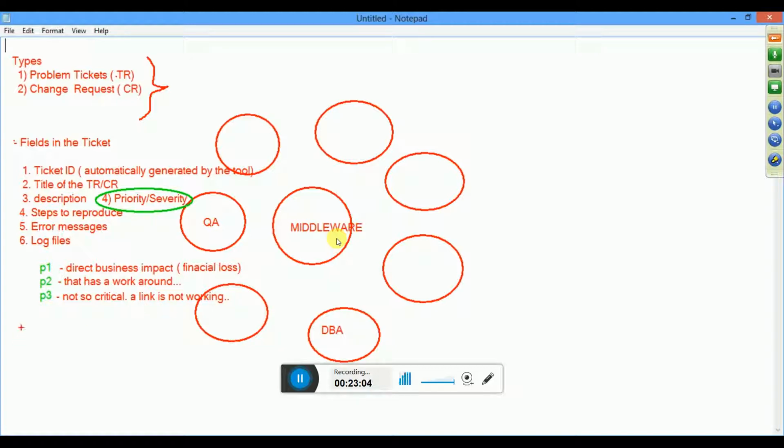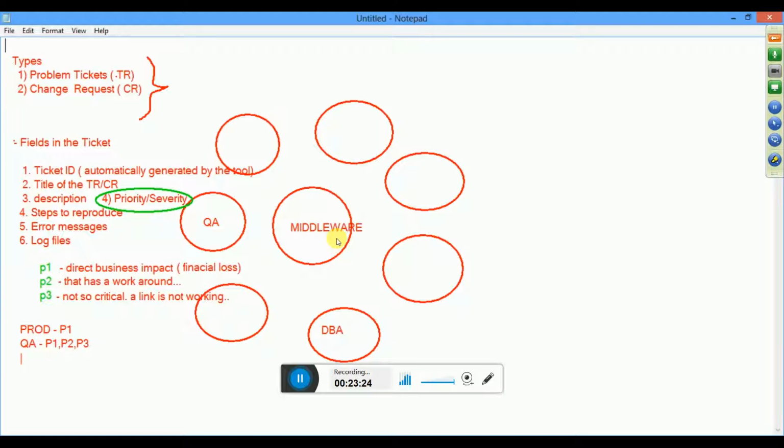Now normally priority has nothing to do with production. Now all production tickets are usually P1 tickets, assuming that production has a direct impact. Now QA can also have P1, P2, P3 tickets.